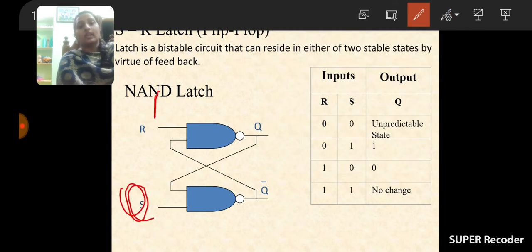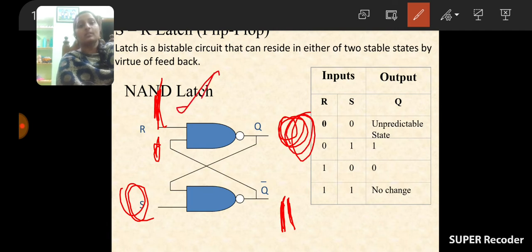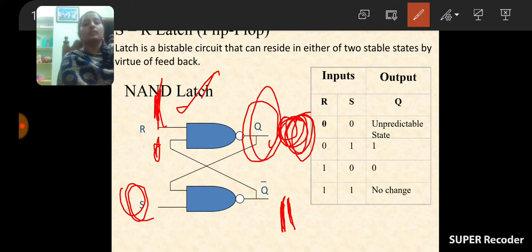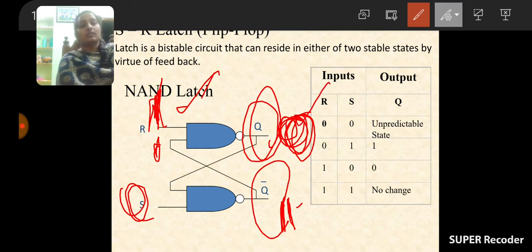Okay. Coming to the next case, R equal to 1 and S equal to 0. If any input is 0, for the NAND gate we get 1. Now this 1 is connected back; if both are high, again the output becomes 0. That means if reset is 1, Q bar is 1 and Q is 0. Reset means no output is there. Q is considered the original or normal output, and Q bar is the complement of the original. If set is 1, Q is 1, and that is called the set condition. If reset is 1, the output is not produced, and that is called the reset condition.